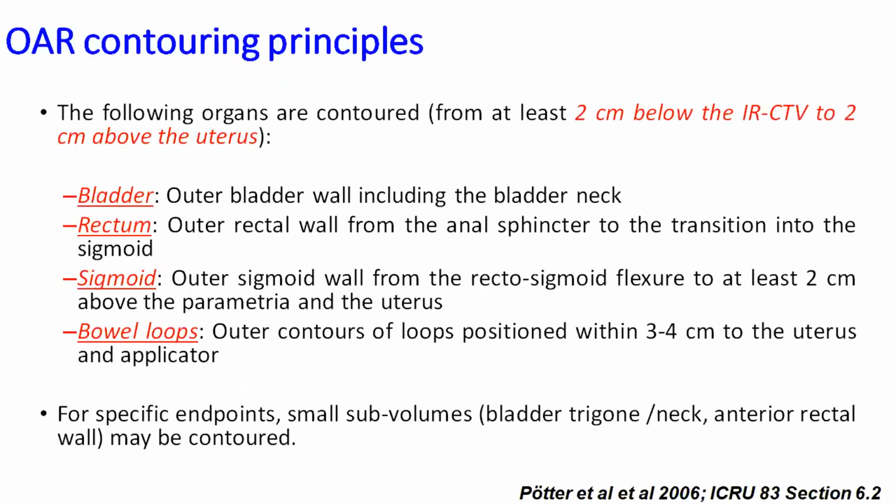The OAR contouring principles are from at least 2 centimeter below your intermediate risk CTV to 2 centimeter above the uterus. So you contour the outer bladder wall, outer rectal wall, the rectosigmoid junction, and at least 2 centimeter above the para, and also contour the bowel loops 3 to 4 centimeters from the uterus and applicators.